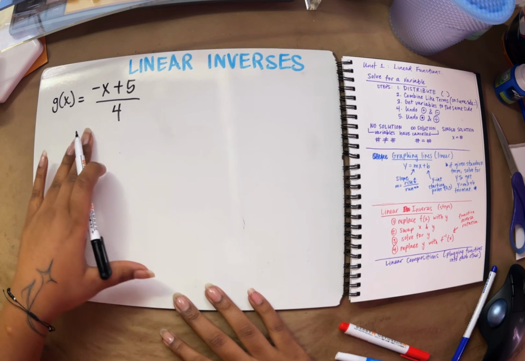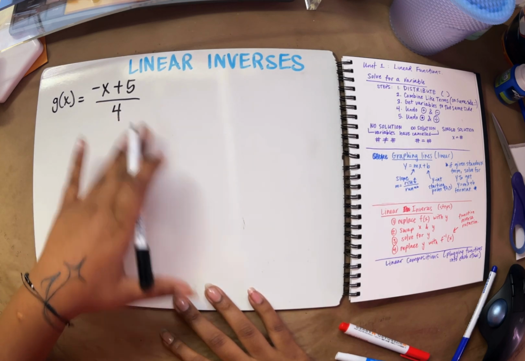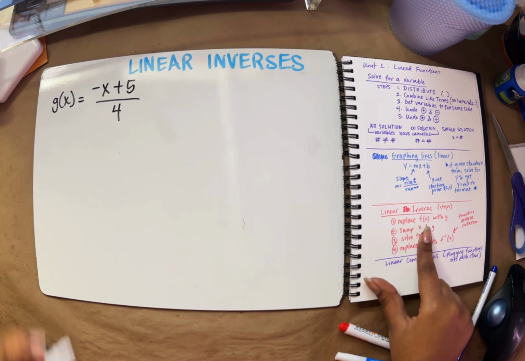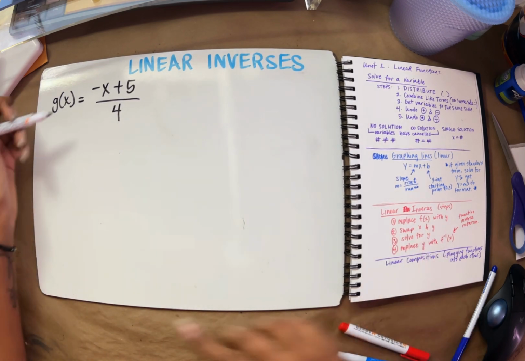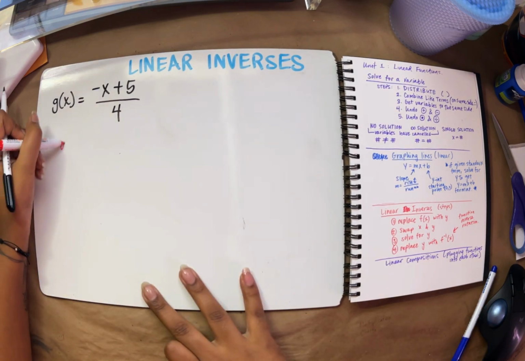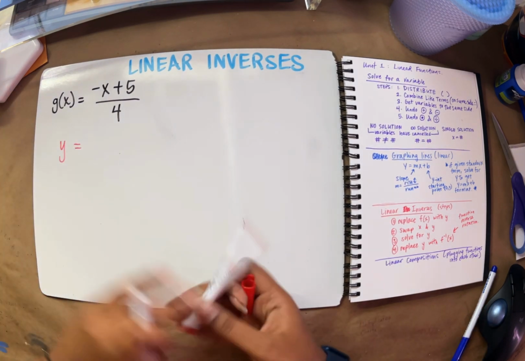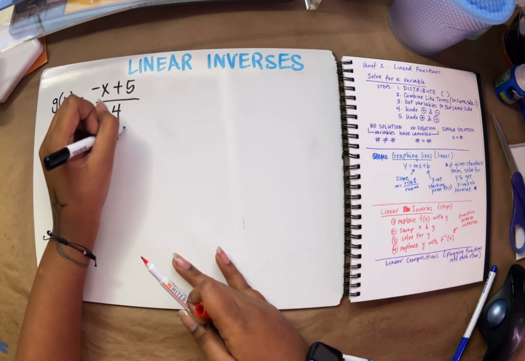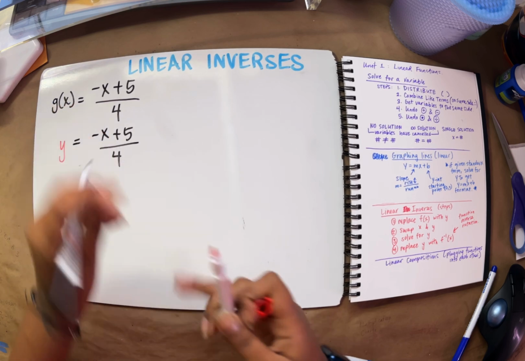So this is y is equal to negative x plus 5. So our first step is to replace our f of x, in this case g of x, with y. So I'm going to go ahead and replace it. I'm going to use a red pen so you guys can see when I replace things. So my equal sign is actually as is. So this was step 1.